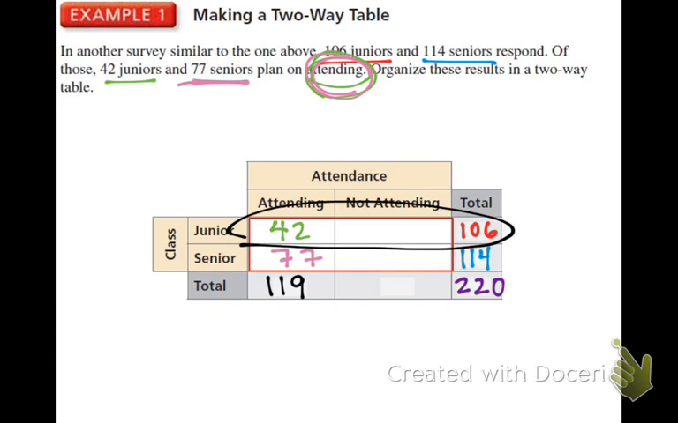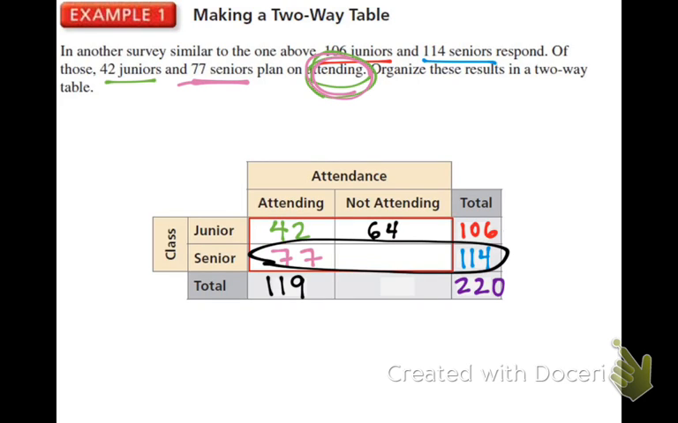If there are 106 total juniors, and you already have 42 of them, you're going to subtract. So what's 106 minus 42? 64. Same thing with seniors. We know there are 114 total. 77 of them are going. So subtract. What is it? 37. Because it's 101. It's okay. And then 119 and 101 make 220. And all across add up as well.